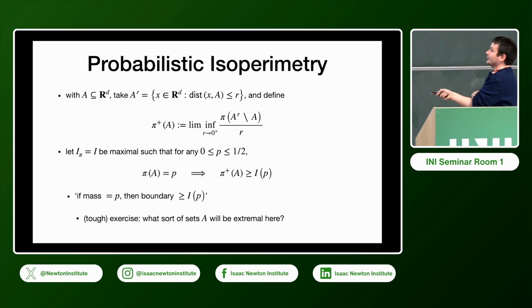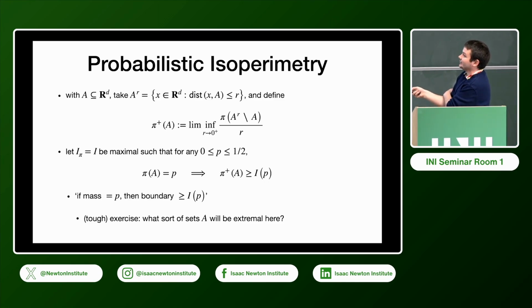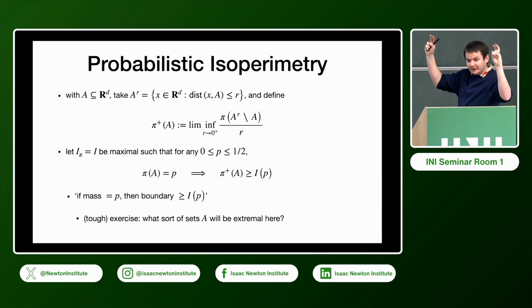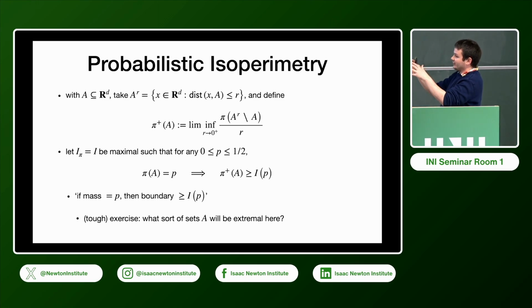Okay? And so we're going to write I of pi, or just I, to be the maximal function such that for any possible mass, if I know the mass of the set, then I can lower bound its boundary. So this I is the isoperimetric profile of pi, and it is going to be completely central for what comes later. Under a probability measure, if I enlarge the set a little bit, how much can its mass increase by? That's what we're going to care about.